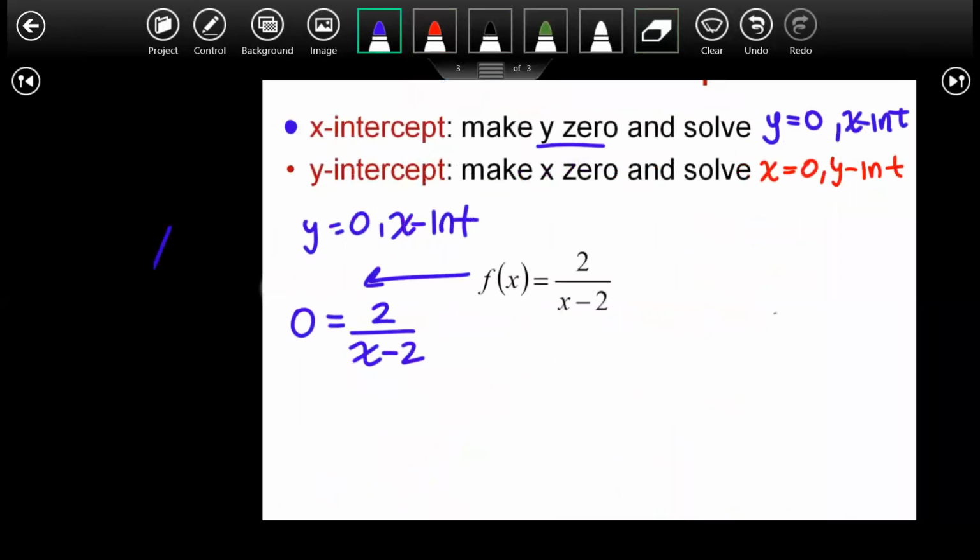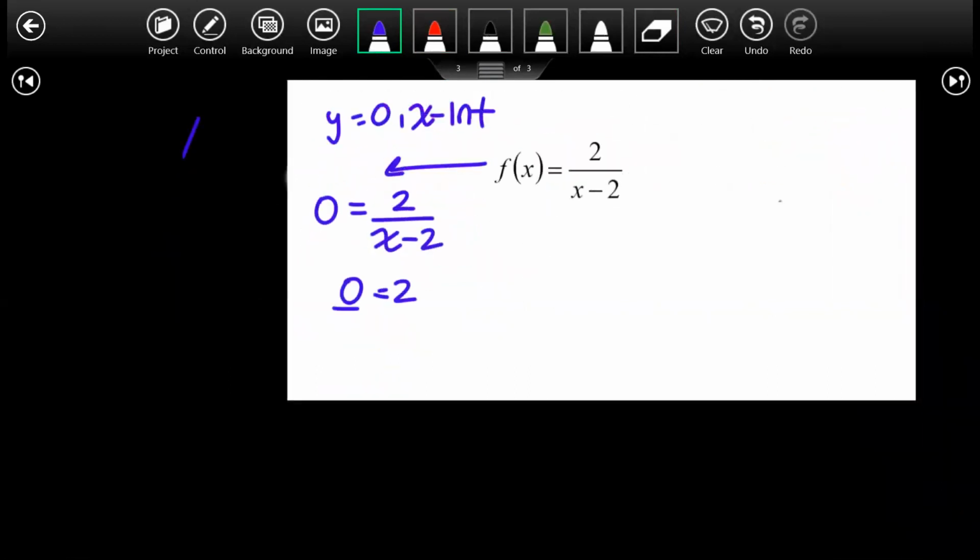What happens when you multiply both sides? What essentially happens? The bottom goes away, right? So when the bottom goes away, we're going to get 0 is equal to 2. Is that even a valid answer? This is bad. If you don't have an x equal to a value, this means no x-intercept. Meaning it does not cross the x line. No matter where you graph this, it does not cross the x line.